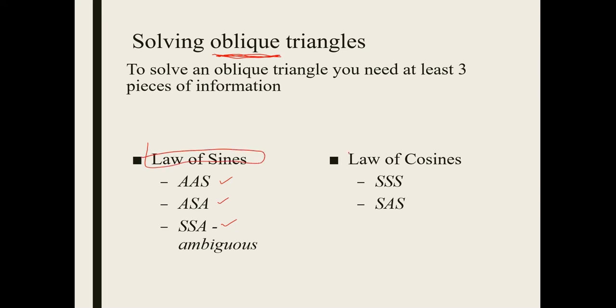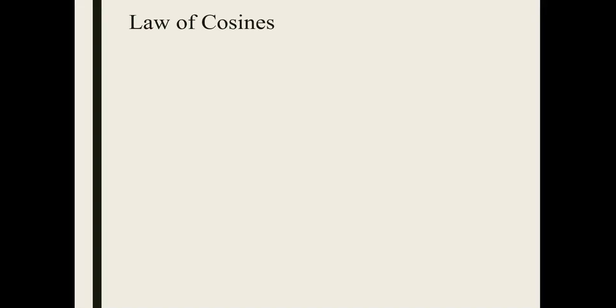Now we're going to be talking about the law of cosines that you would use if you had side, side, side, or side, angle, side. So what is the law of cosines? Well, it looks like this. c squared equals a squared plus b squared. Hey, that looks like the Pythagorean theorem. But wait, there's more. Minus 2 times a times b times the cosine of angle C.